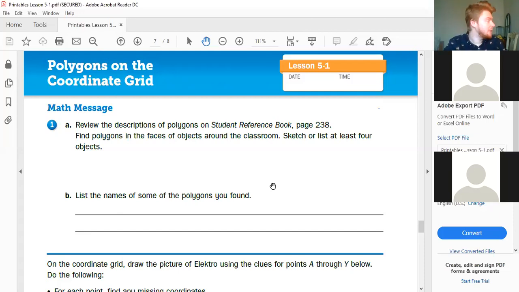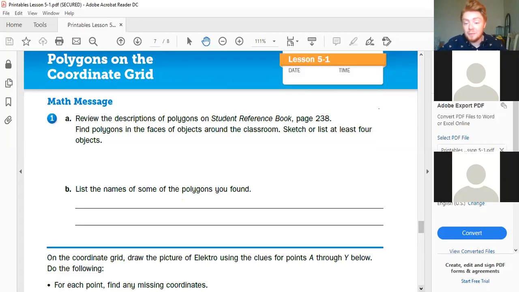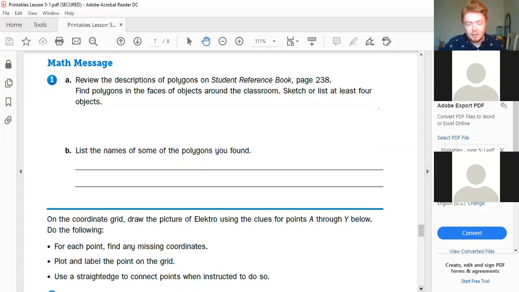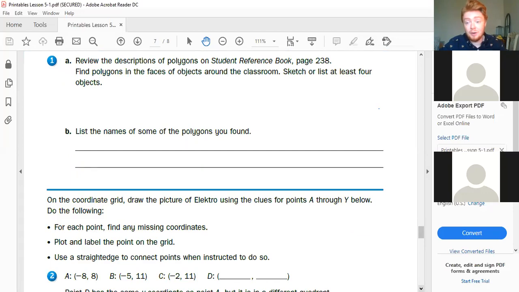So we would go around the room and say, Mr. Hughes, I found a polygon, this is a rectangle. Mr. Hughes, I found a polygon, this is a square. Mr. Hughes, I found a rhombus, a diamond, a parallelogram, whatever. That is what we would do. That would be super fun. We went over time, so maybe we can do that tomorrow.